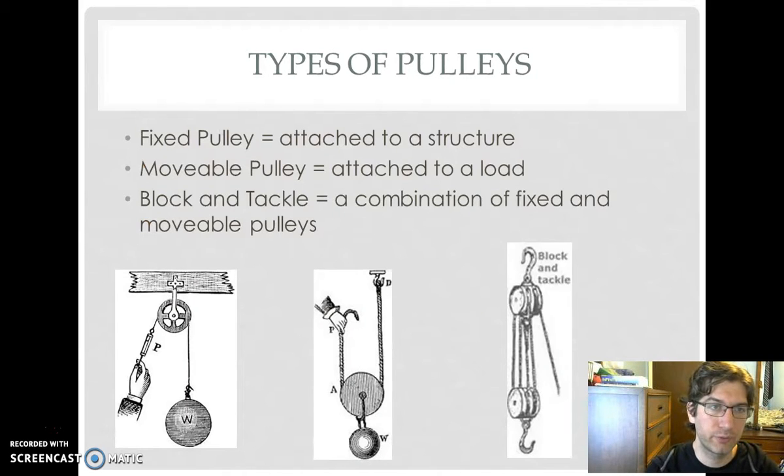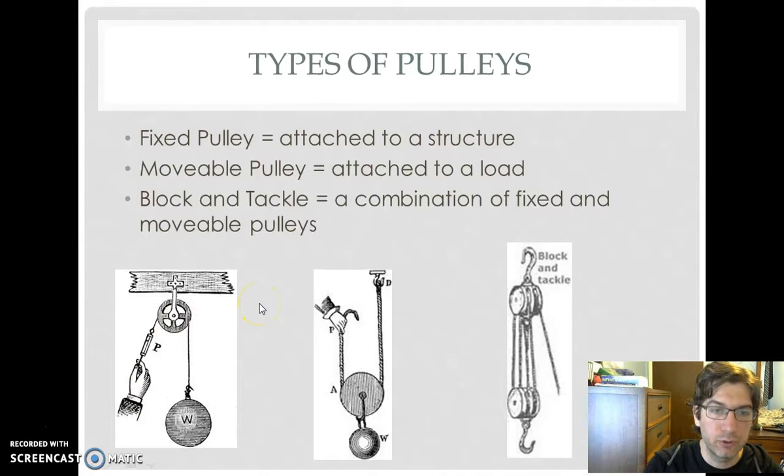So here are 3 examples of different setups for pulleys. First, we have a fixed pulley, which is over here. You'll note I pulled down on this rope and our weight goes up, and it spins this wheel, changing the direction. Here I do not get a mechanical advantage because I'm just changing direction.